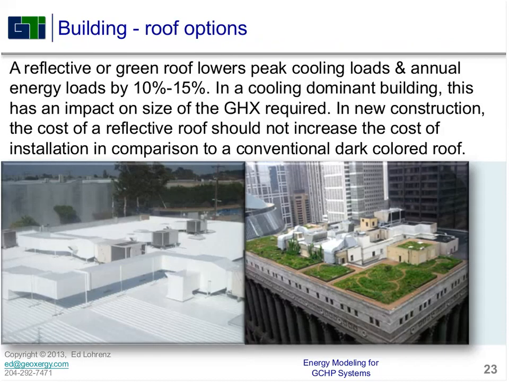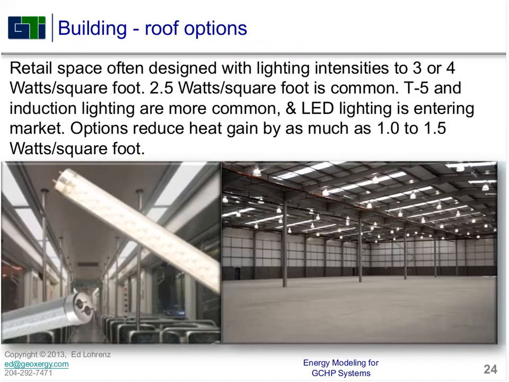If we look at different roof options, what we're typically seeing is that we can reduce the cooling loads, both the annual energy loads as well as the peak loads, by 10–15%, give or take a little bit. And that can have a big impact on the size of the ground load. In a lot of cases, if you can reduce the size of the ground load by 15%, you can pay for an awful lot of better roof or other features in the building.